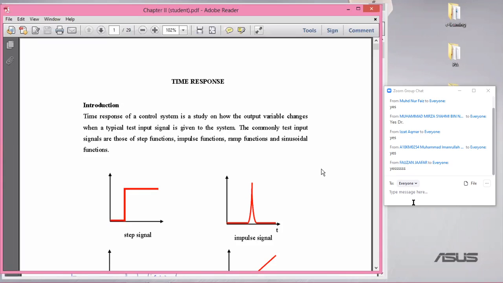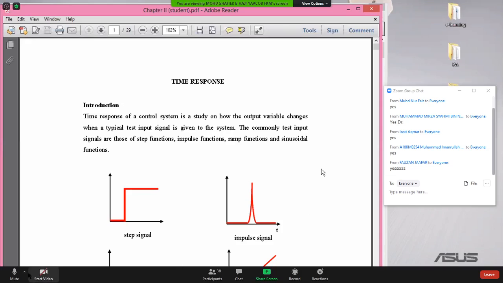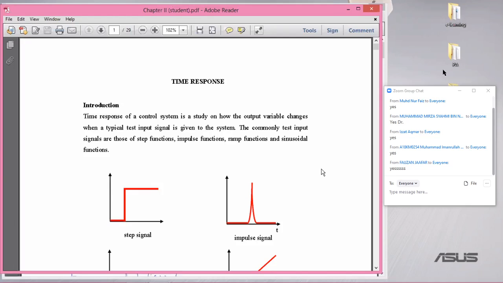Okay, I'll let you settle down first. Just make sure that you have switched off your microphone. Every time you join us, please make sure that your microphone is switched off so that we don't hear any background noise.